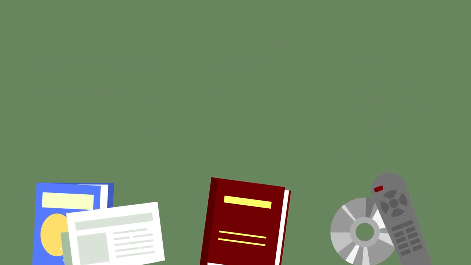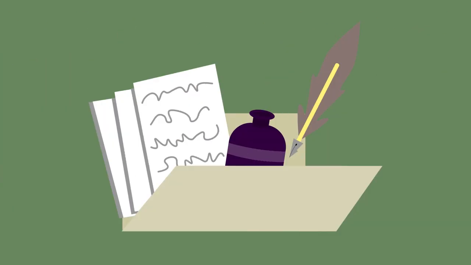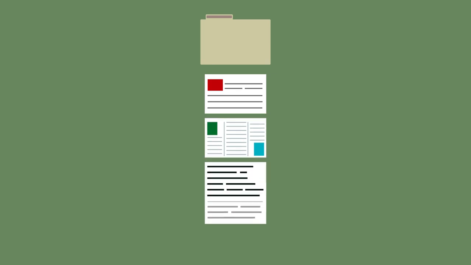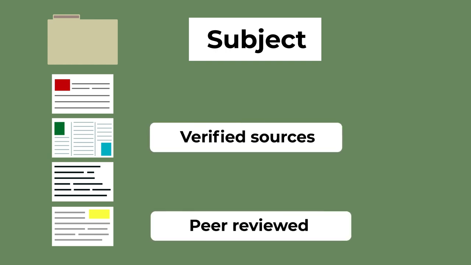But all that great information isn't just crammed into one database. Libraries have lots of databases, each one focused on a particular subject, like psychology, art history, or English, all of which offer articles filled with valuable information. Articles that are easily searchable and organized by subject, and best of all, you can focus your search on sources that are verified and peer-reviewed.